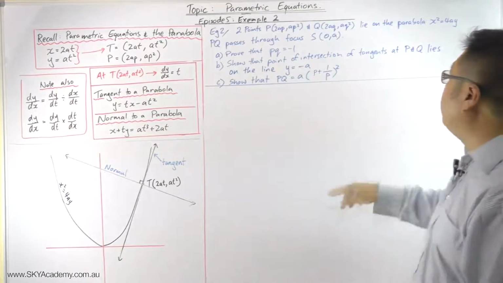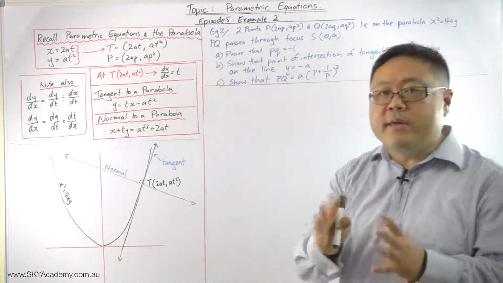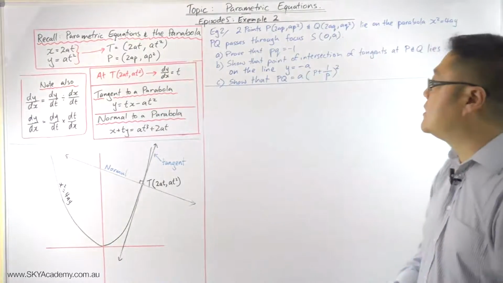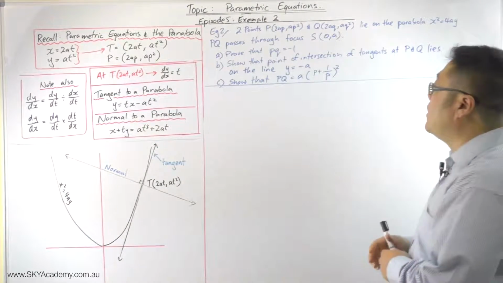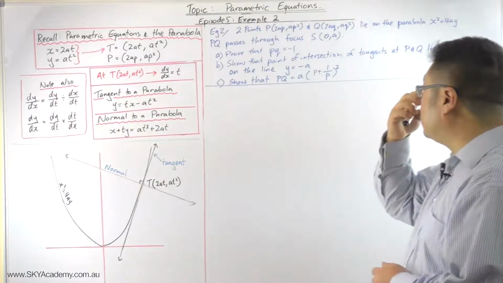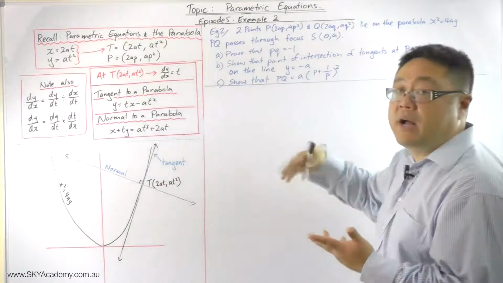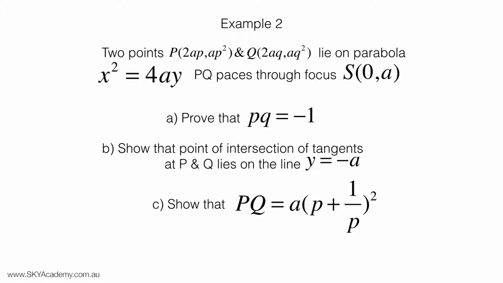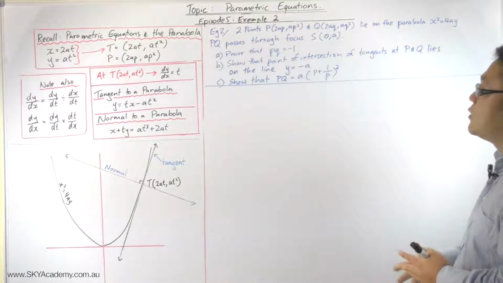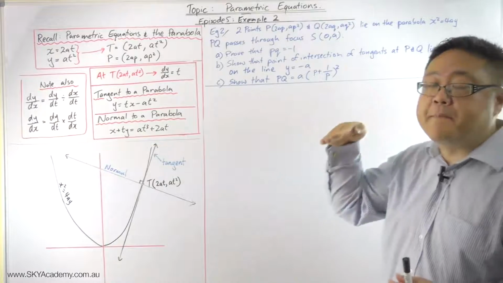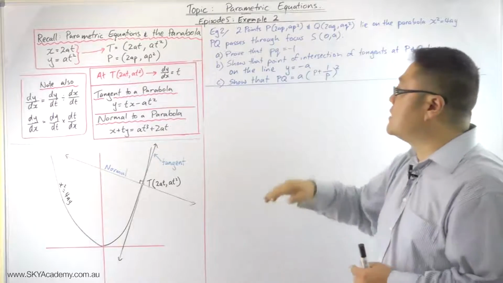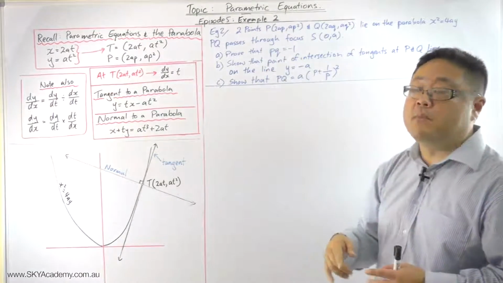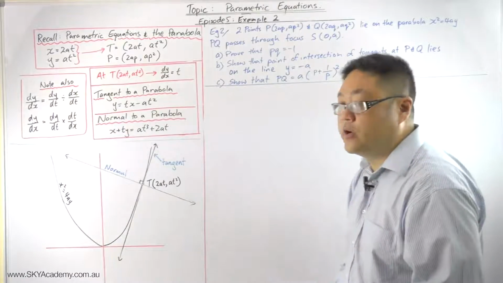Now, on a standard parabola where it's x squared equals 4ay, where is the focus? Well, the focus is going to be (0, a). So S is the point (0, a). Part A of the question is: prove that pq equals -1. That's a very common thing asked in this sort of question. Where you have a chord that passes through the focus, it's called a focal chord, and usually what that tells us with parametric equations is that pq equals -1. I am now going to show you how that works.